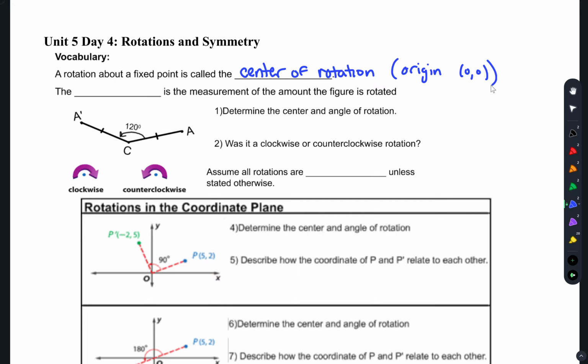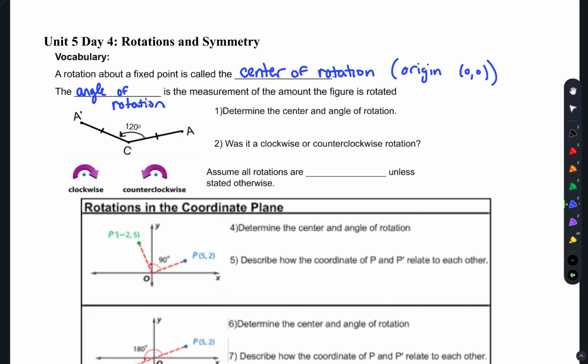And we are also going to have an angle of rotation, which tells us how much we rotate the figure. Our angles of rotation are going to be nice and easy. They're going to be increments of 90-degree turns. So 90, 180, 270, 360. Those are the ones we're going to work with.